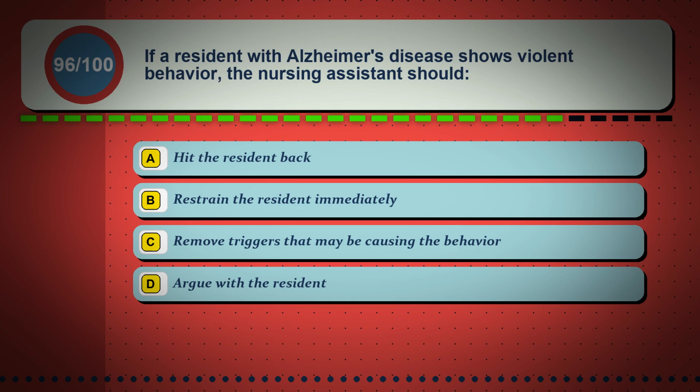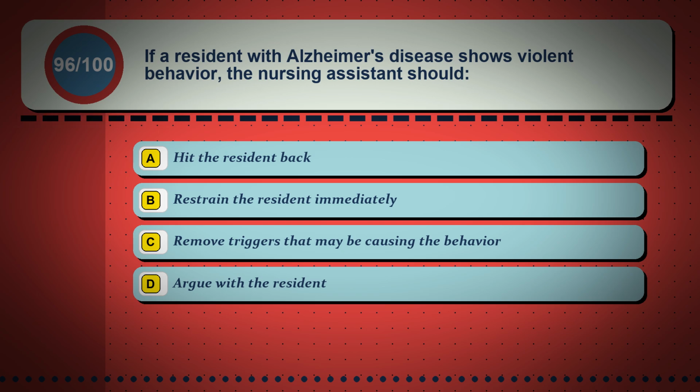Question 96. If a resident with Alzheimer's disease shows violent behavior, the nursing assistant should: Option A, hit the resident back. Option B, restrain the resident immediately. Option C, remove triggers that may be causing the behavior. Option D, argue with the resident.